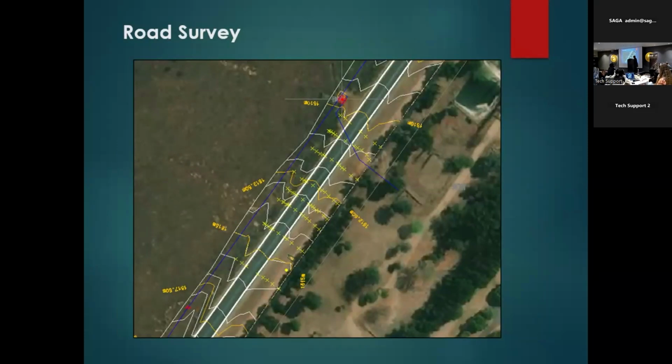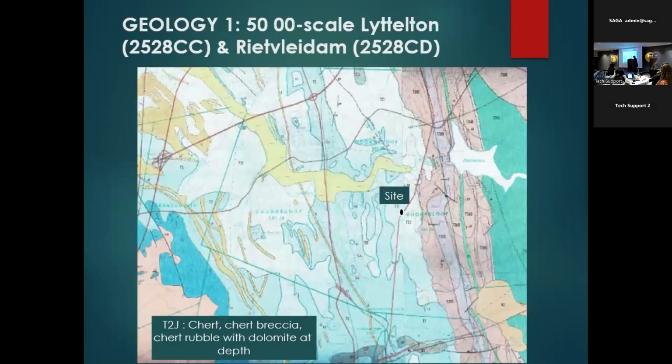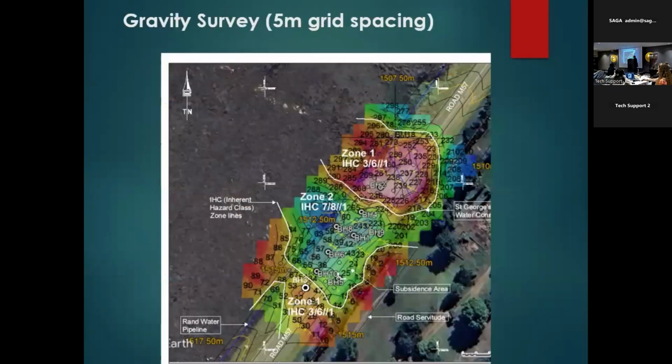All the yellow crosses and lines are the section of the road that's subsided. This is the Rand Water pipeline running here, St George's Hotel's water connection pipe. Obviously on dolomite. So we said, okay, because we think we're going to have a shallow bedrock environment, but at the same time we're close to the Rooihoogte formation where you get very deep conditions.